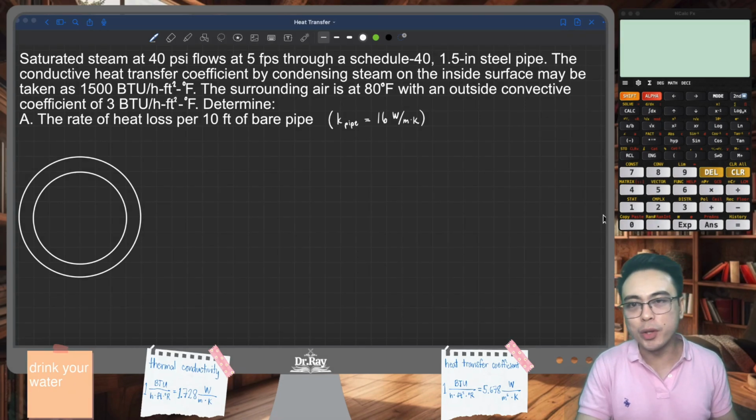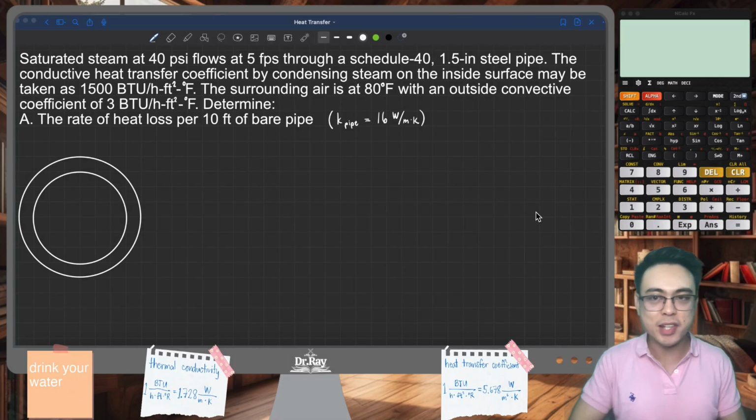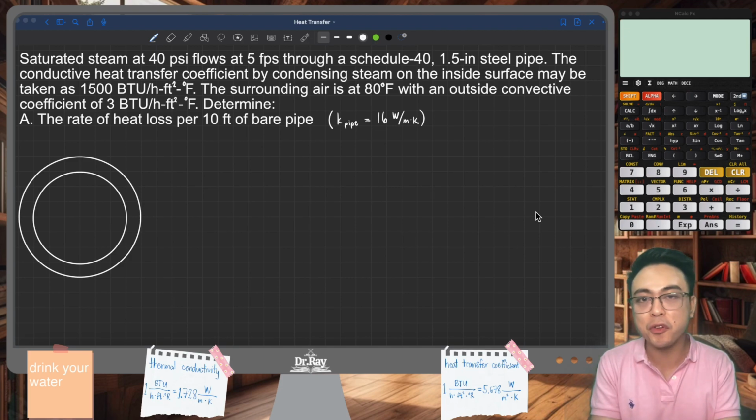In this video, we are going to solve a very common example of conductive heat transfer with resistances in series. And this is in a cylindrical system. In particular, this is a system wherein a pipe is involved. Let's take a look at the problem.